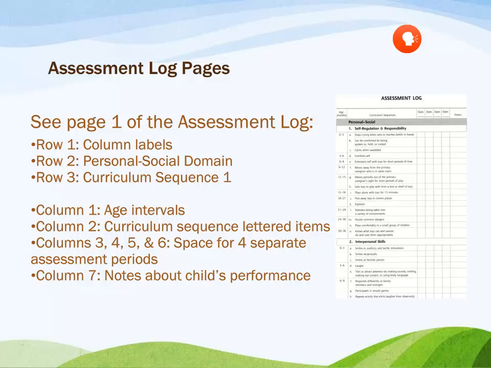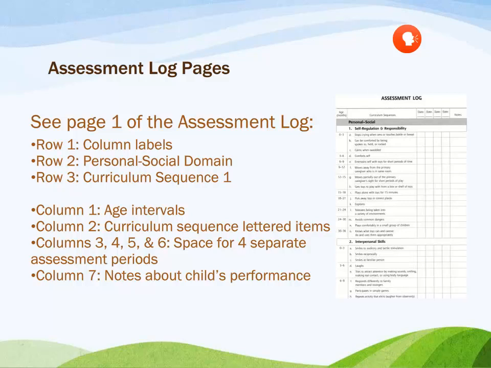Turn now to numbered page 1 of the assessment log and examine it carefully. You will see that the first row includes the labels for each column. The next row lists the domain, personal, social. Then the curriculum sequence is listed. Number 1, self-regulation and responsibility. Towards the bottom of the page, the second curriculum sequence is listed, interpersonal skills.